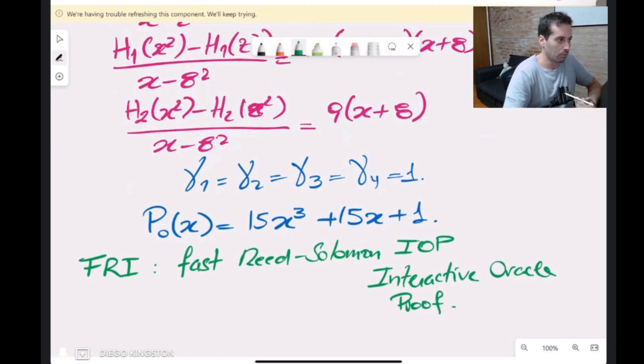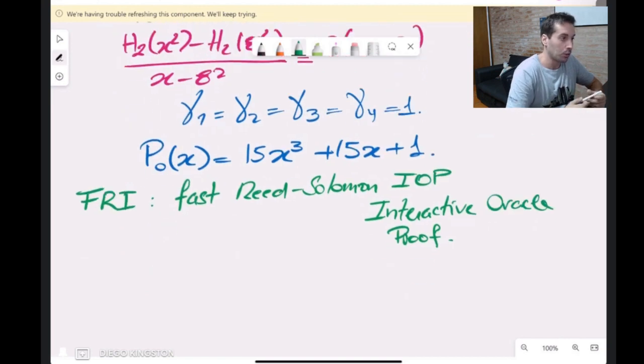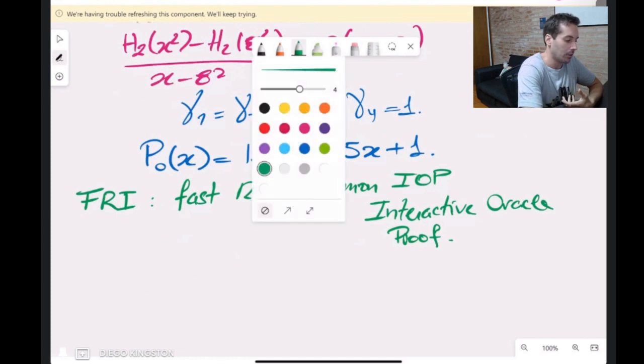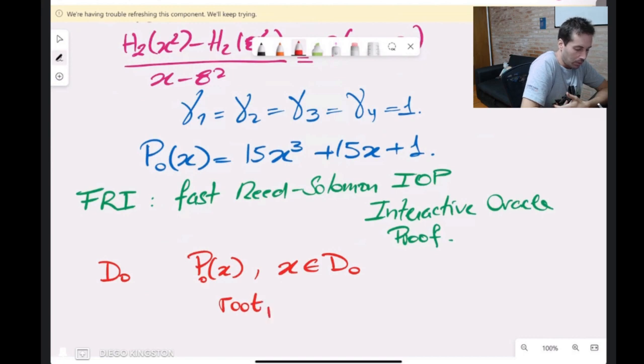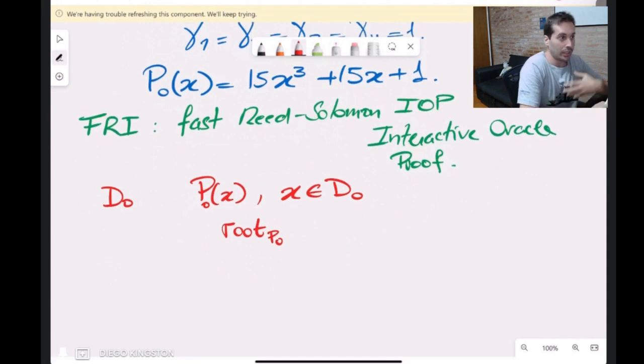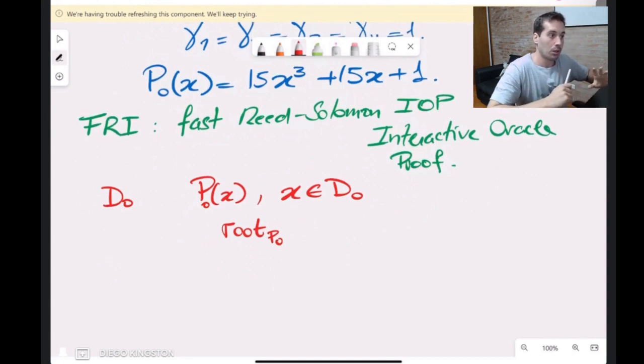And so, well, to use FRI, the first thing we have to do is commit to the polynomial so that they can't tell we are cheating and change the polynomial at the end. So what we are going to do is take D0 again, and so consider all the evaluations of P0 of x such that x belongs to D0, form the Merkle tree, and of course send the root of the tree of P0.